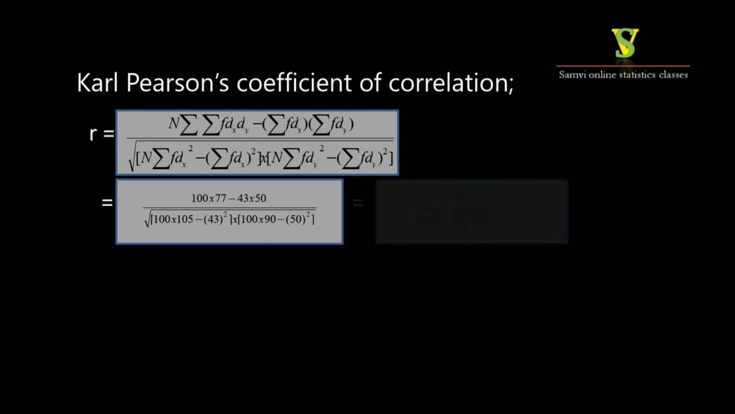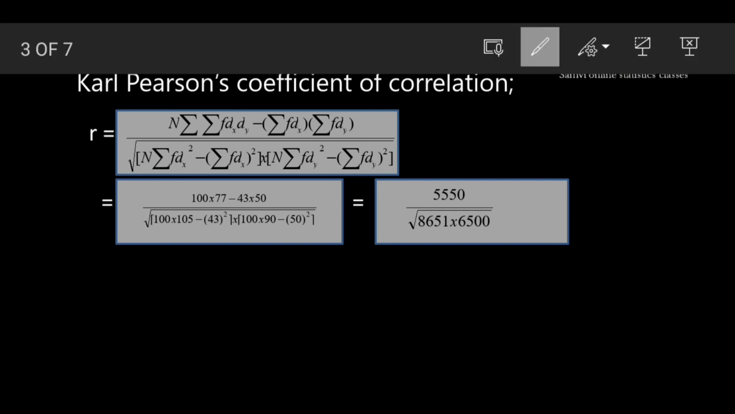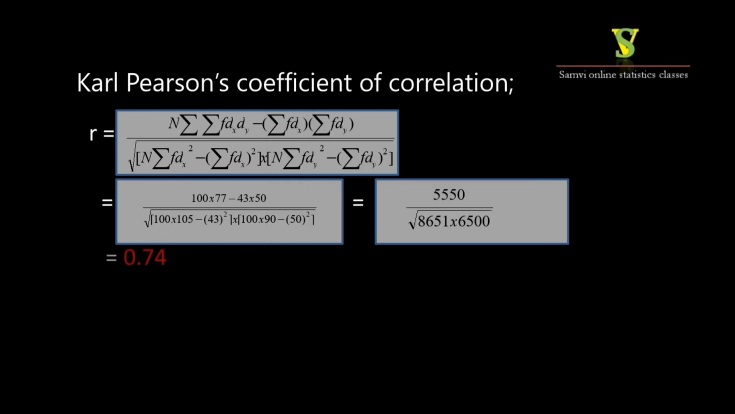So make the simplification here. If you simplify, we'll get 5550 in the numerator, and in the denominator square root of 8651 into 6500. So first you multiply the denominator part, 8651 into 6500, then take the square root, then 5550 will be divided by whatever value you got in the denominator. If you divide, we'll get the result like this. So we got the result, 0.74.